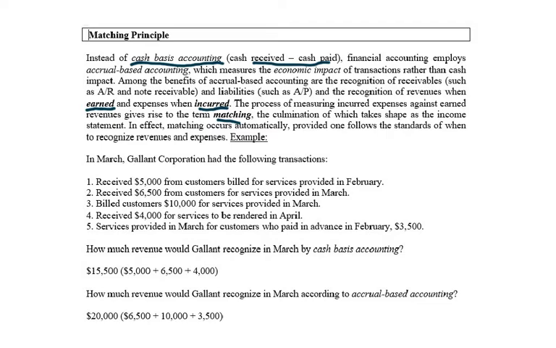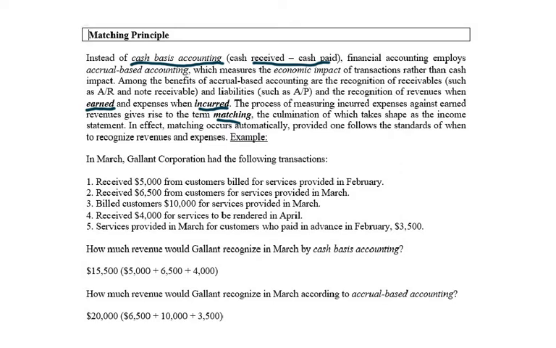And this matching process culminates in the form of what? The income statement. That's the ultimate matching of revenues and expenses right there. It's going to happen automatically as long as you follow the standards of when to recognize revenues and expenses. So that's the beauty of it. As long as you fall back on that position and understand, I'm not recognizing a revenue until I've earned it, or an expense until I've incurred it, matching will happen without you having to even think about it.